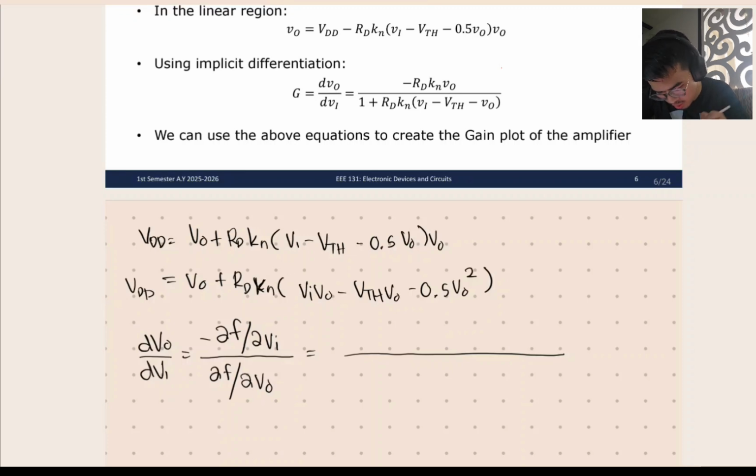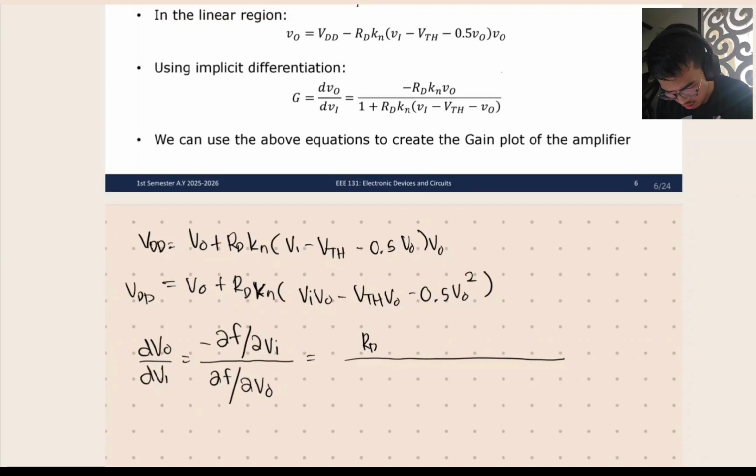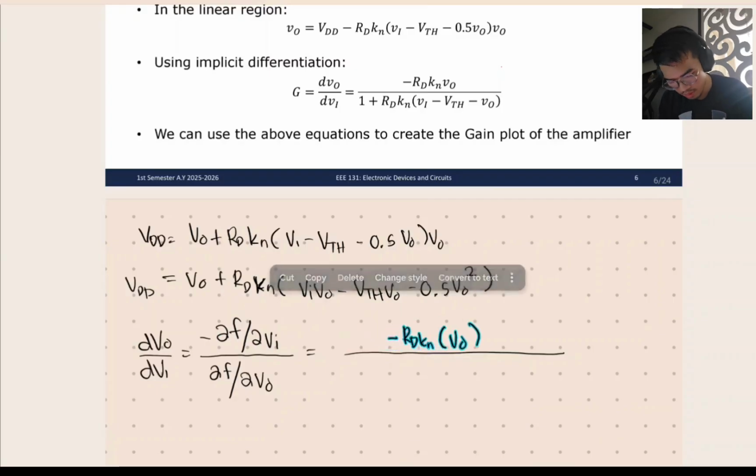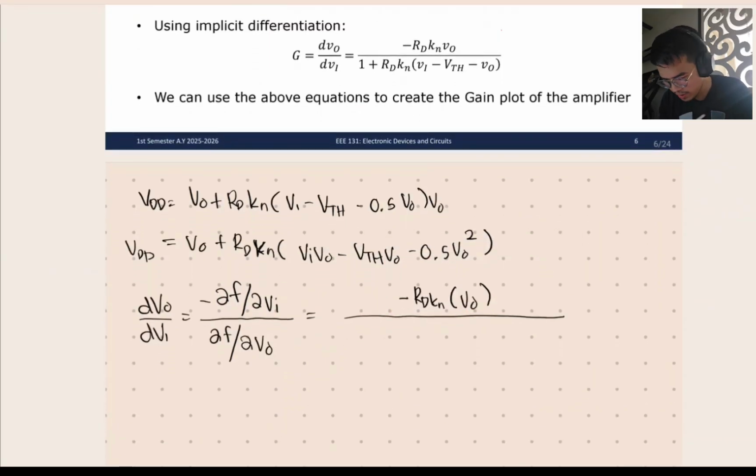This is K, it's supposed to be K. So in this case, if it's with respect to Vi, the VO cancels, so that's 0. And then we'll just treat everything as constant if it's not Vi. So RD KN is a constant, and the derivative of this with respect to Vi is technically just VO. And then we have no more Vi here. So technically, that's our numerator. But don't forget about the negative. So that is our expression.